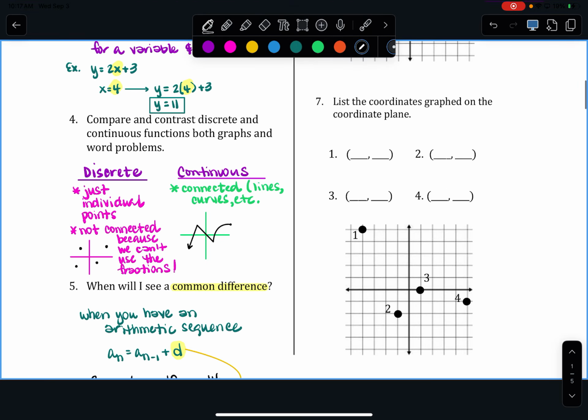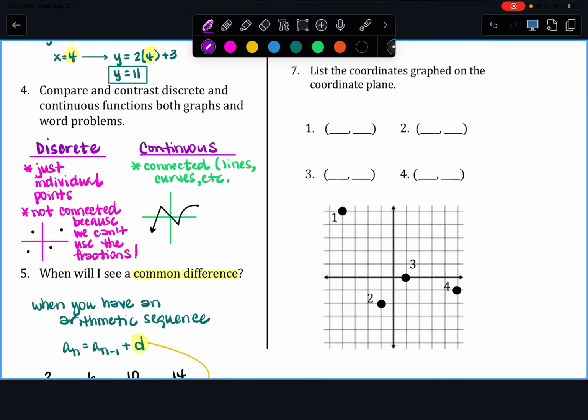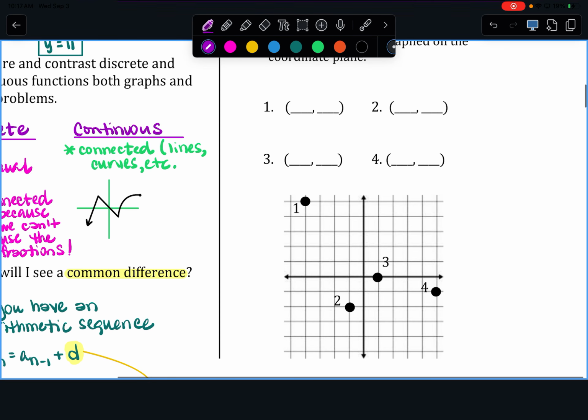All right, here we go. List the coordinates that are graphed below. Okay, so this is the exact opposite, right? We give you the graph, you give us the coordinate. So here we go on number 1. Remember, everything is from the origin, right?